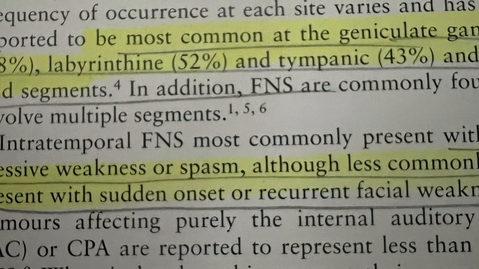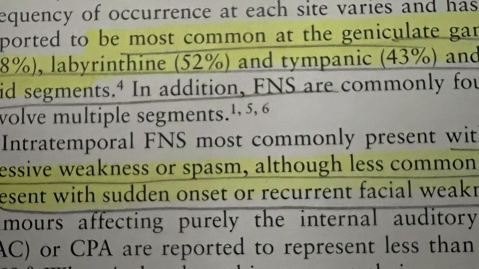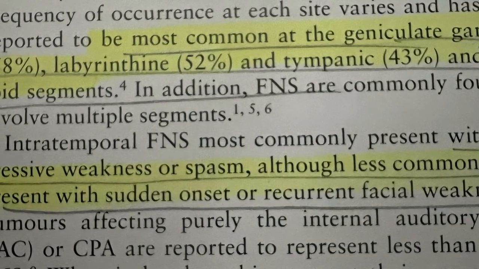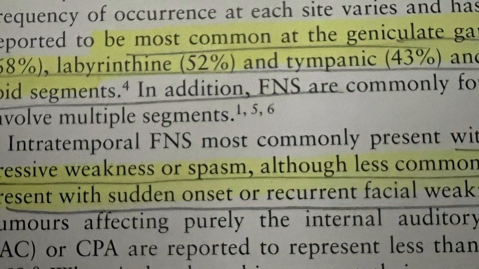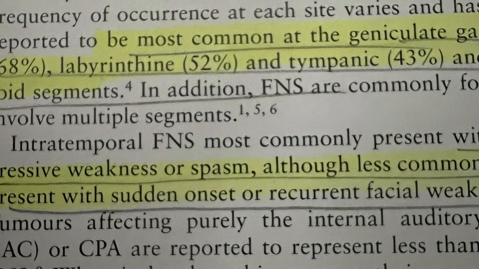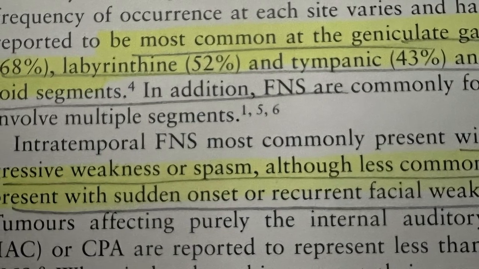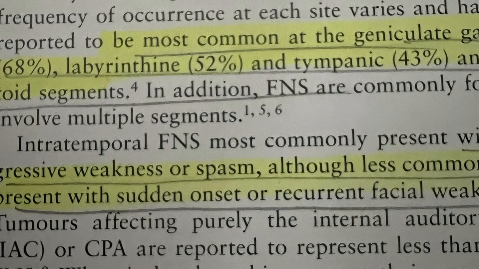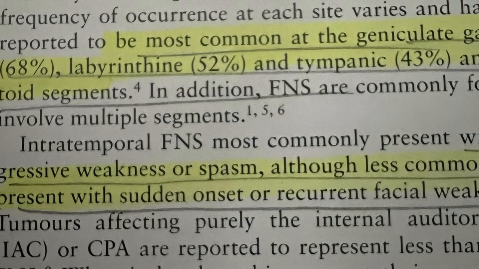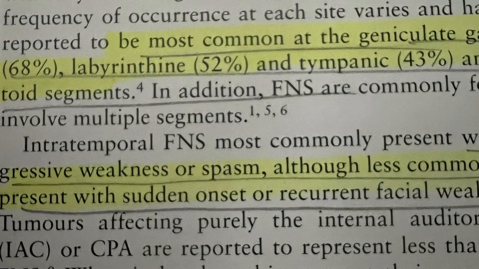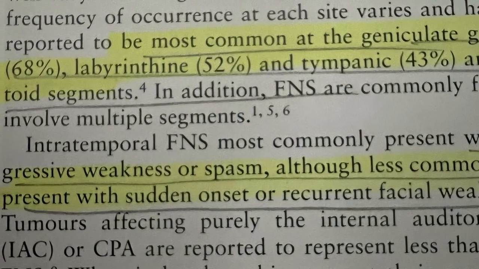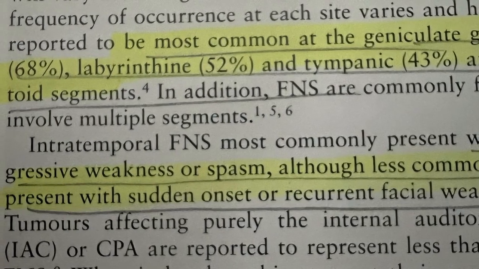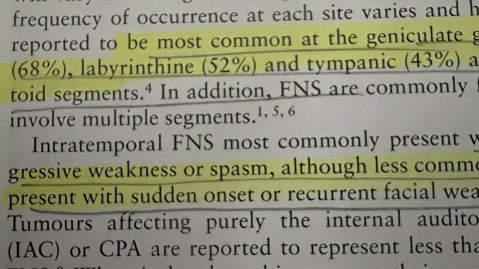Most common presentation is progressive weakness or spasm of the facial nerve, or sometimes it is seen as sudden onset or recurrent facial weakness, and it is rarely seen as decreased hearing. So the most common presentation is progressive weakness of the facial nerve.